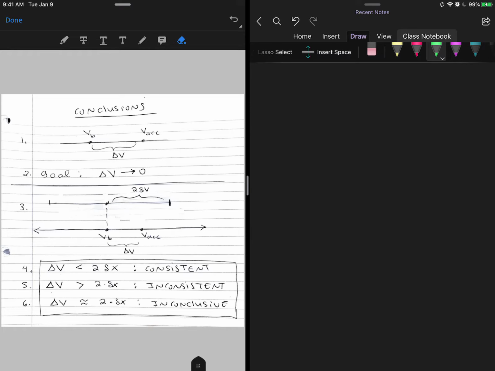So here we're going to see what conclusions we can get from our experiments. Let's say again that you're doing this, you have your best estimate, and you're comparing that to an accepted value. These numbers don't match, so there's a difference between them, and that difference we're going to call the discrepancy.